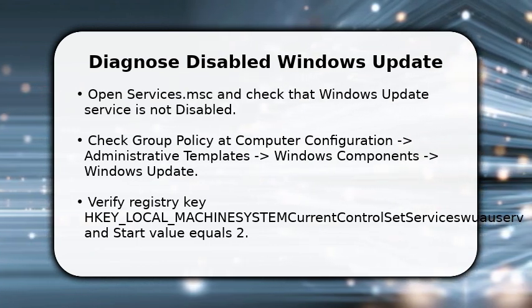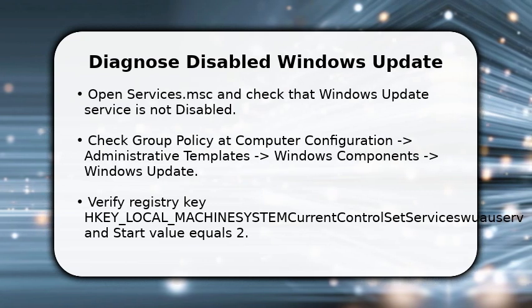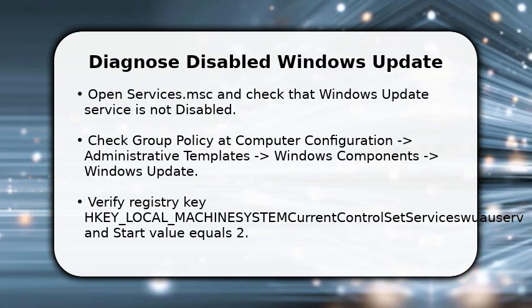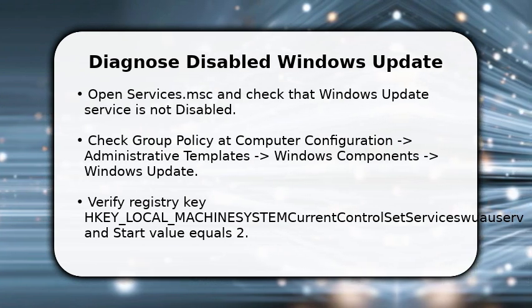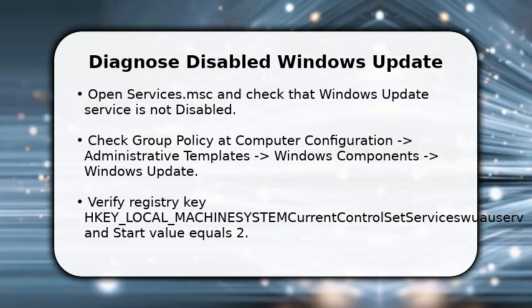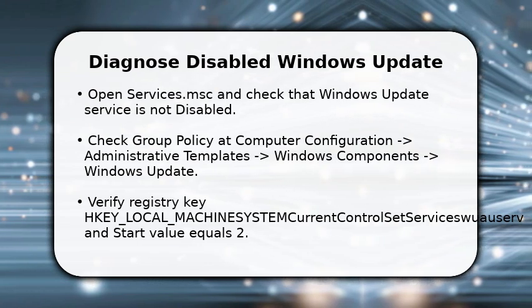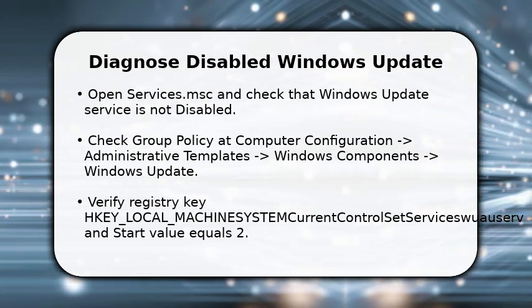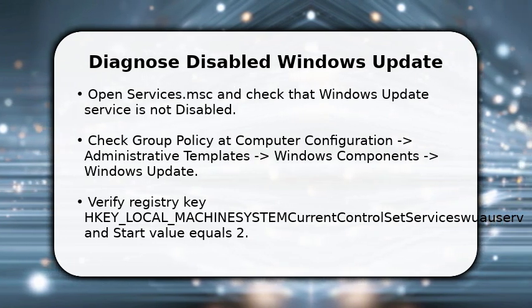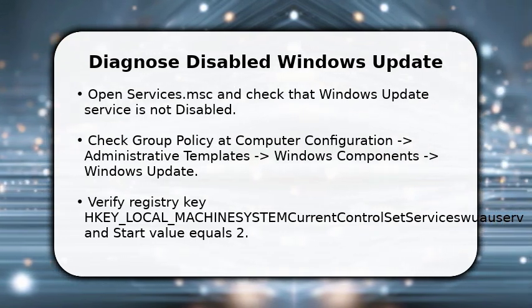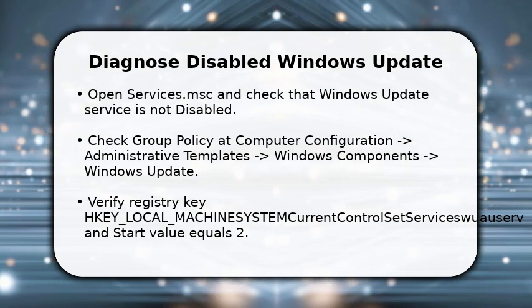Next, open gpedit.msc if available and follow Computer Configuration, then Administrative Templates, then Windows Components, then Windows Update. Inspect any policies explicitly disabling updates. Finally, open regedit and check HKEY_LOCAL_MACHINE\SYSTEM\CurrentControlSet\Services\wuauserv for mismatched values.